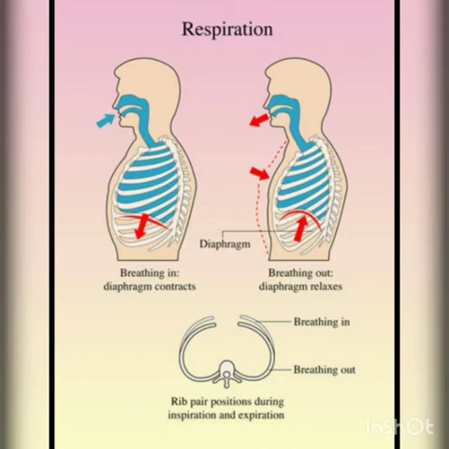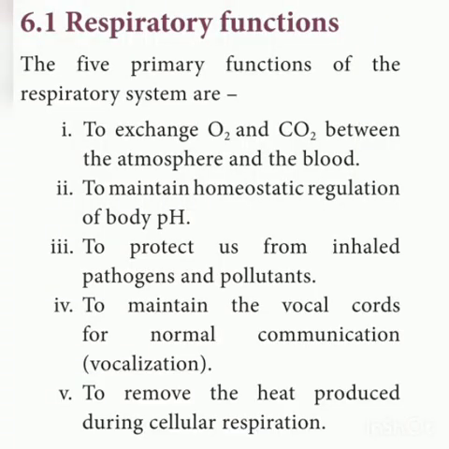So there are various functions of respiration. The five primary functions of respiratory system are to exchange oxygen and carbon dioxide between the atmosphere and the blood, to maintain homeostatic regulation of body pH, to protect us from inhaled pathogens and pollutants, to maintain the vocal cords for normal communication, and to remove heat produced during cellular respiration. So it's a very important 3-mark question.